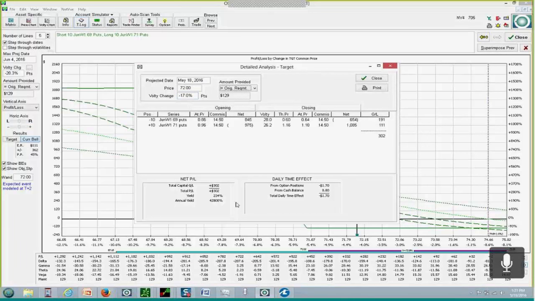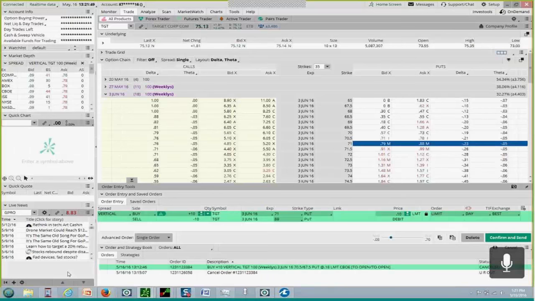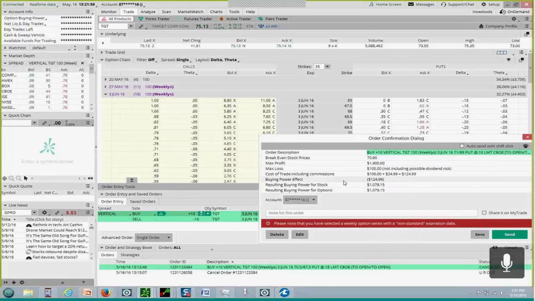Okay. So let's see if I could go for 10 cents. It's going to cost me about $130. Come on, let's see what happens. You never know. You just might end up on an album. 10-cent debit. I'm going to send this over to the CBOE. Confirm and send. See, it's going to have a net buying effect of 125 bucks.